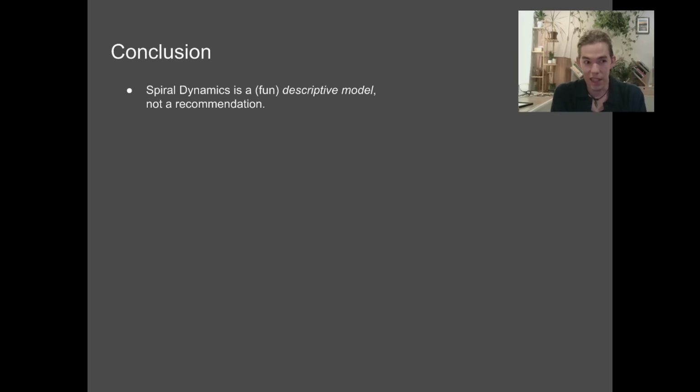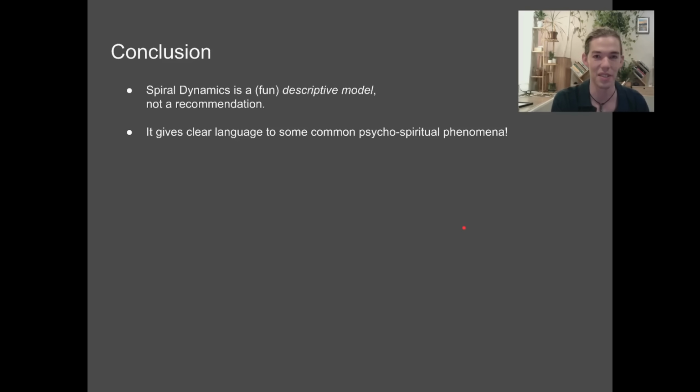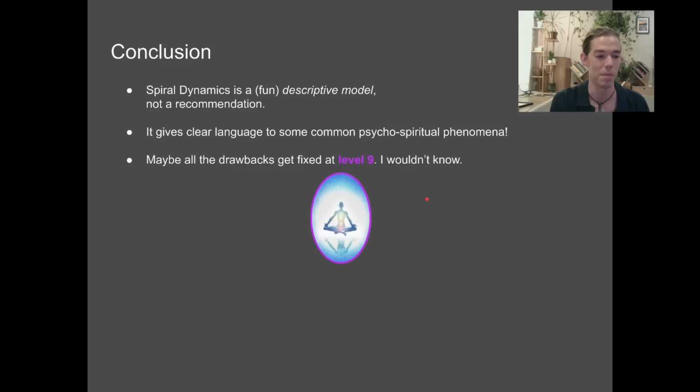So that's all I have for today. Spiral dynamics is fun. It's a descriptive model, not a recommendation. I hope that you've enjoyed this exploration of it, like I have. It does give some clear language to some common psychospiritual phenomena. It's an interesting tool for thinking about thinking, for thinking about perspectives, and maybe all the drawbacks get fixed at level 9. Maybe at level 9, all those problems I talked about just go away and it's great. I wouldn't know.